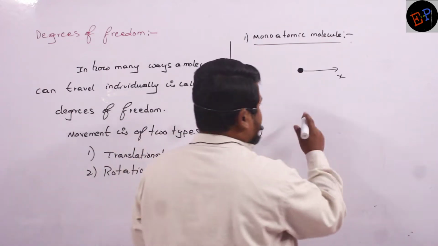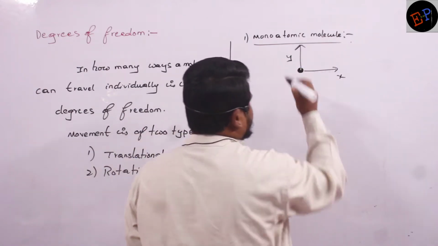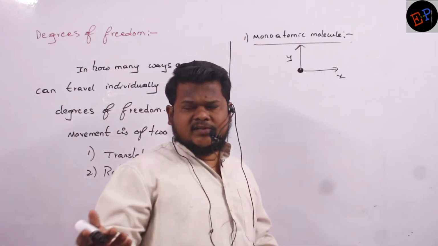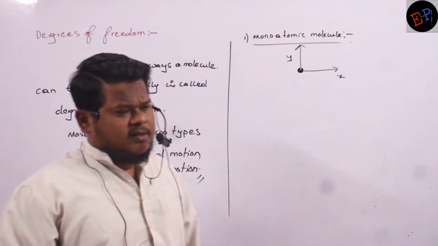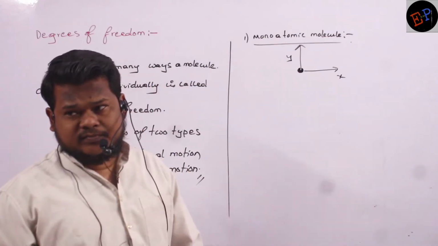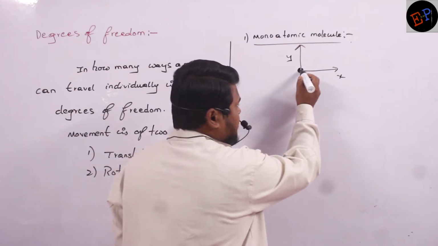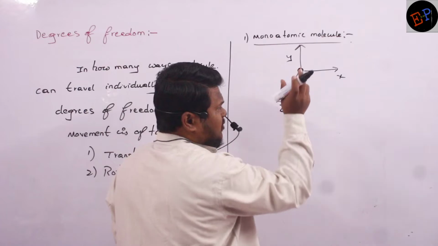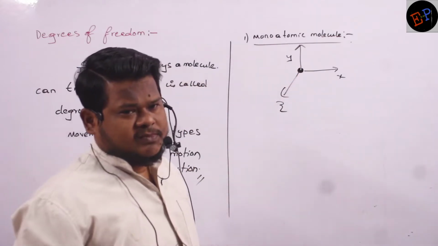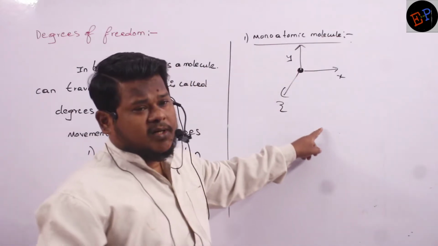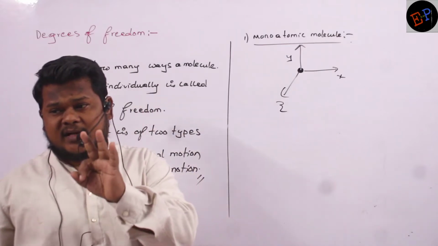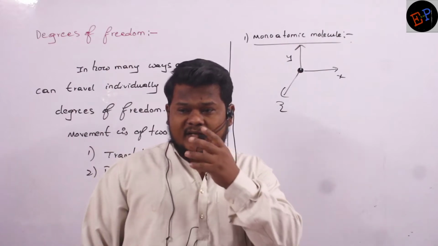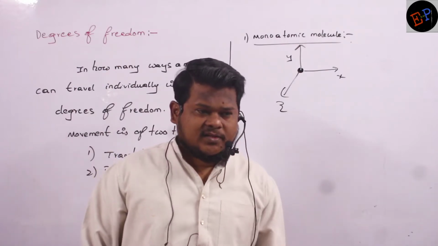Same molecule at the same time, it can travel along the y-axis also. In two-dimensional motion we have studied, no? A body can simultaneously travel along the x-axis as well as along the y-axis. Similarly, the same molecule can travel along the z-axis also simultaneously. Are you able to understand, ma? It can travel out of the board, it can travel inside the board also. So therefore, this monoatomic molecule has 3 degrees of translational freedom. Translational means moving in a straight line.